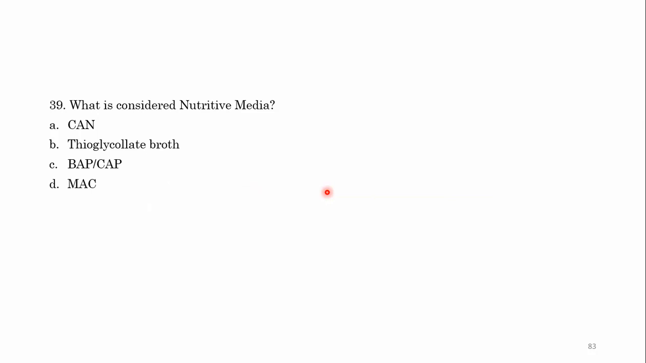Number 39, what is considered nutritive media? A, CAN. B, TSI. C, BAP and CAP. D, MacConkey agar. Number 39, the correct answer is letter C, BAP and CAP. Our source here is Bailey and Scott's Diagnostic Microbiology book. Number 39, letter C.